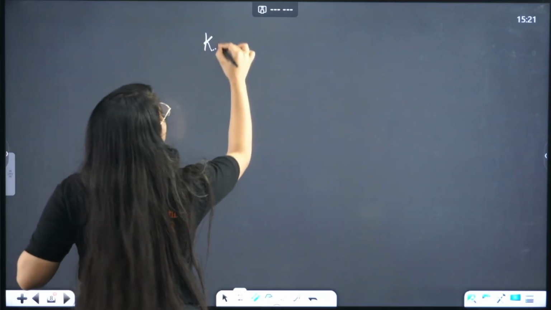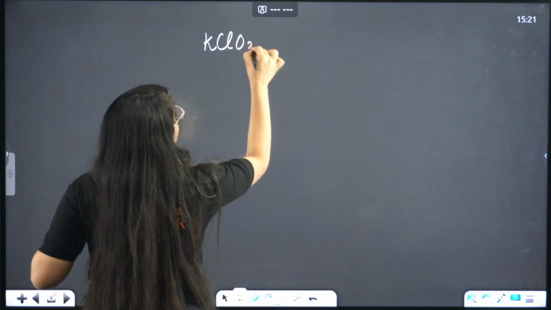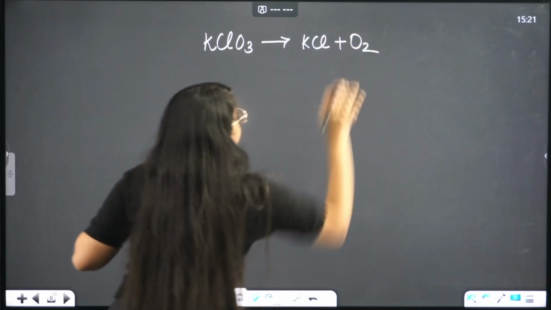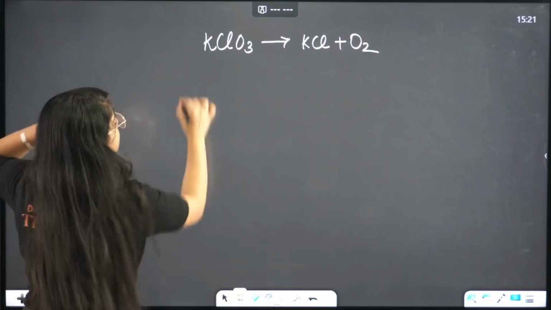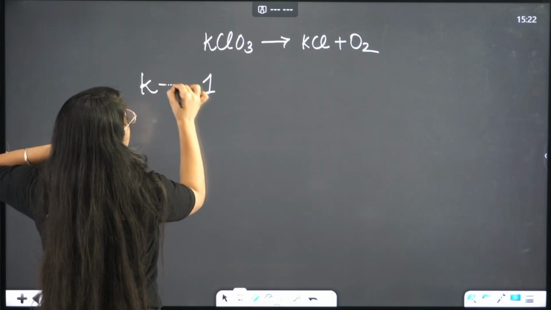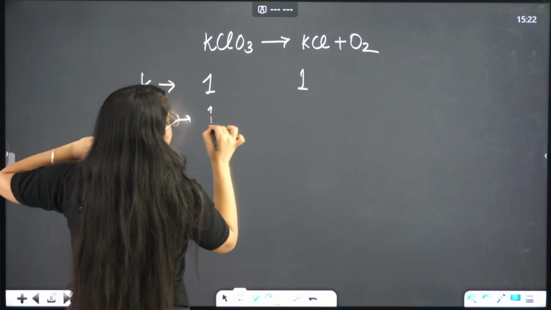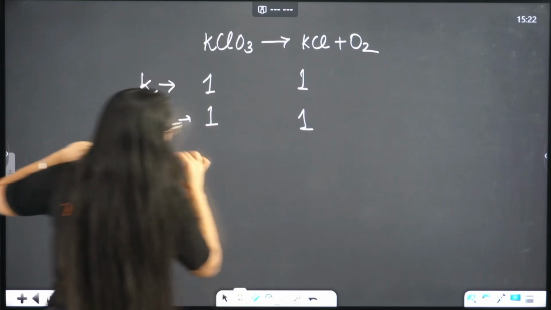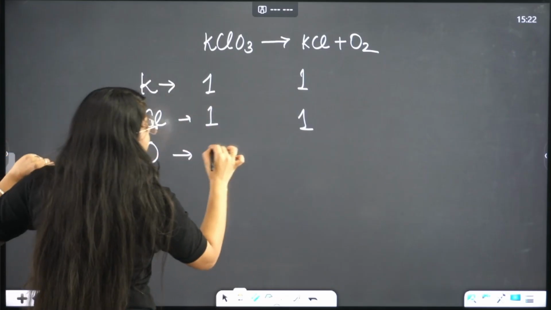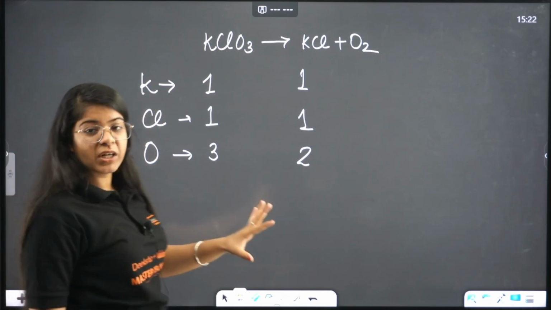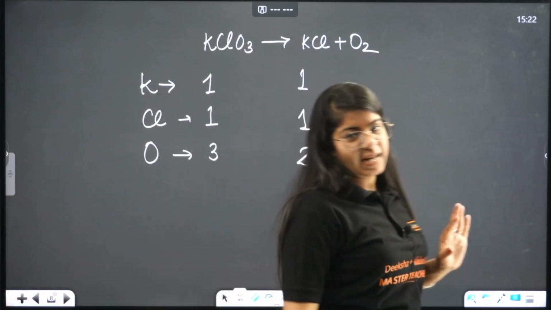So, what was our reaction? KClO3 gives KCl plus O2. Done. Now, K is 1 here as well, K is 1 here as well. Cl is 1 on the reactant side, 1 on the product side. O is 3 on the reactant side and 2 on the product side. So we have written what the problem is here.